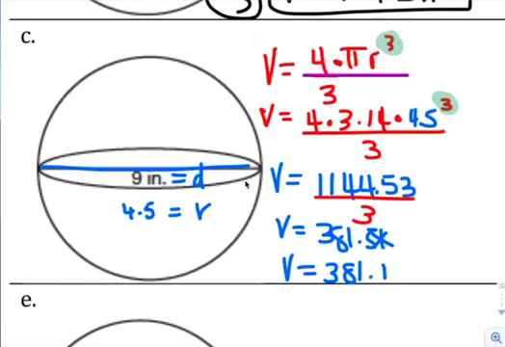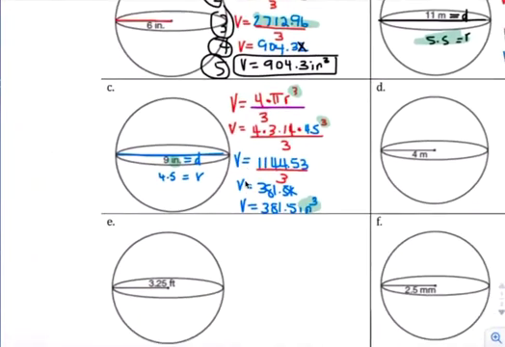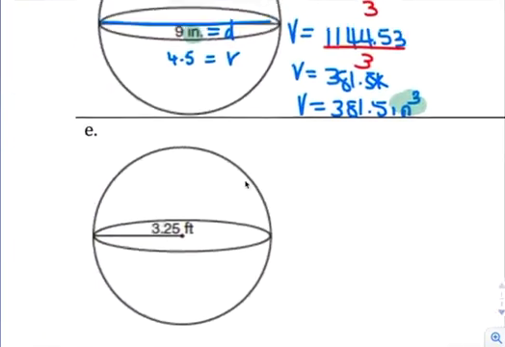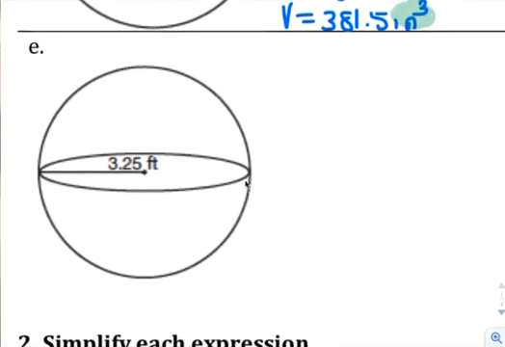381.5 inches cubed. This is inches, so it's inches cubed. Don't forget the units. This one's the same thing again, okay? Volume equals 4 over 3 pi r cubed.